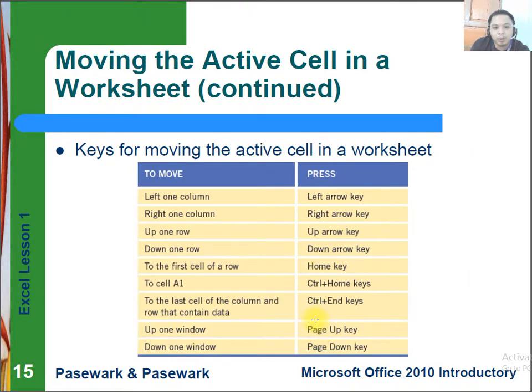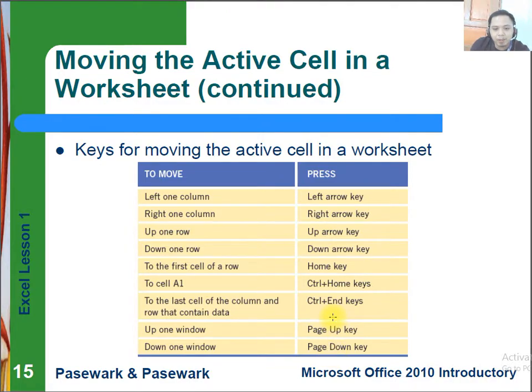Ito yan, keys for moving the active cell in a worksheet. Okay, left one column, you use left arrow key. Kung gusto mo pa na ng right, syempre yung right arrow key. Pag up, up arrow key. Down is down arrow key. Alam niyo naman siguro kung ano yung arrow keys natin, mga gamers, mga naglalaro.